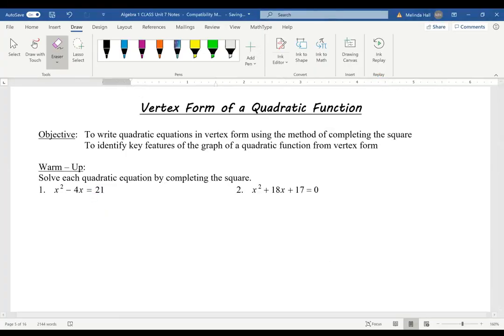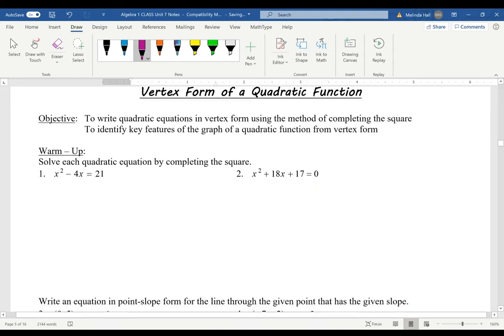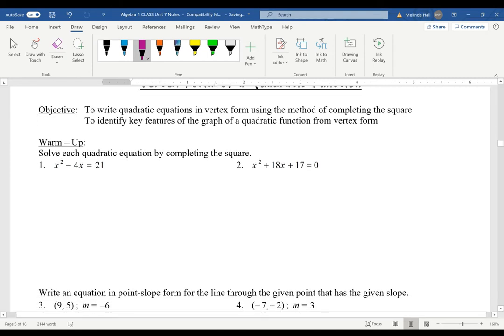We are doing vertex form of quadratic functions. We're going to be doing some completing the square today, and then also looking at the key features of quadratic functions from vertex form. So starting off, we've got to make sure you remember how to do completing the square.